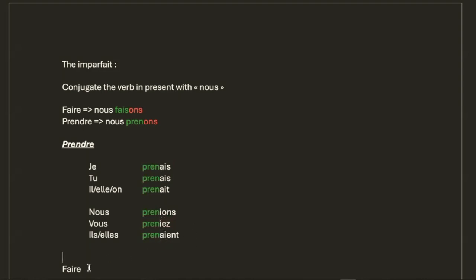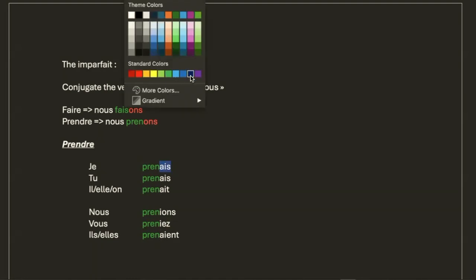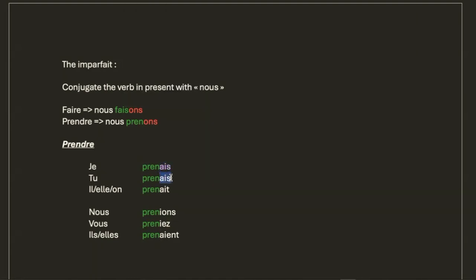And now I have my conjugation. Makes sense? It's not complicated. You conjugate the verb in present with nous, you drop the ONS, you have the root. Then you put the endings. I can change color, I like colors. You know that, right?